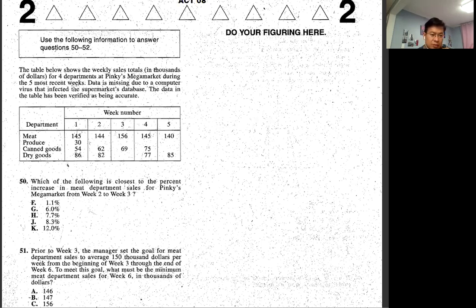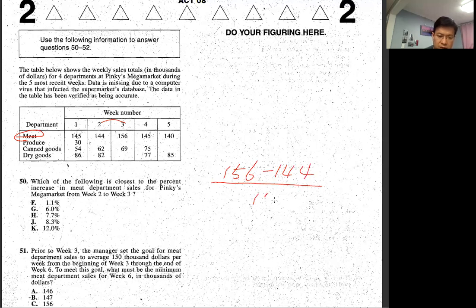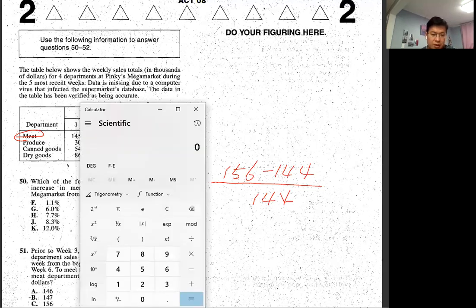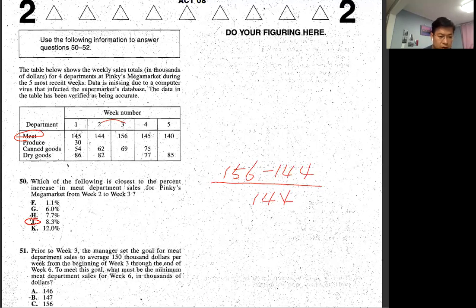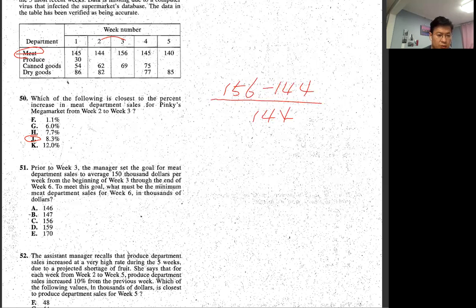For the meat department, which of the following is closest to the percent increase in the meat department sales of Pinky's Mega Market from week 2 to 3? It was 144 to 156. So you have to do 156 minus 144, divided by the base, 144, to start off with.